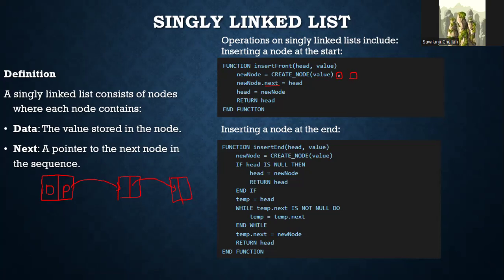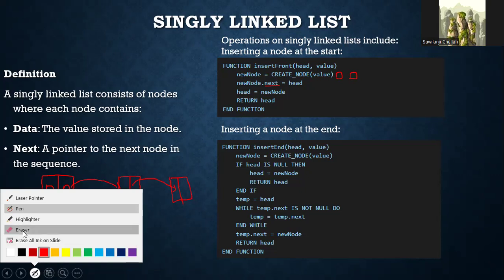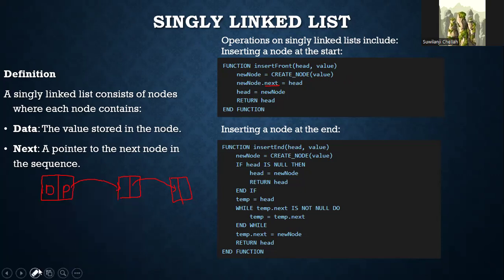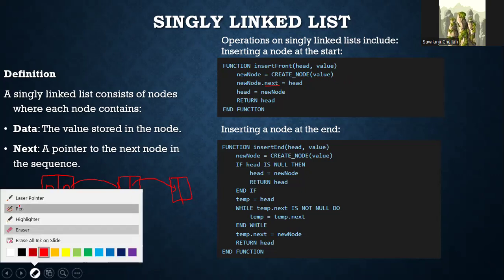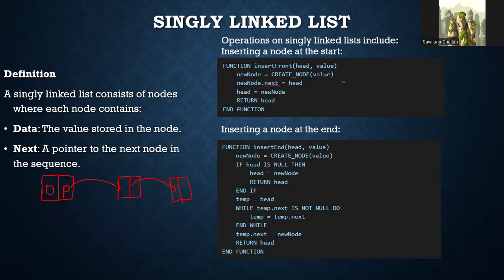Let me try to explain it in a proper way. This code is saying that new node equals create node. So we've created a new node, which is this guy. Okay, let me start from scratch here. This might be confusing, so just stay with me. So new node here, we're creating a new node. We're assuming that there's already a list.